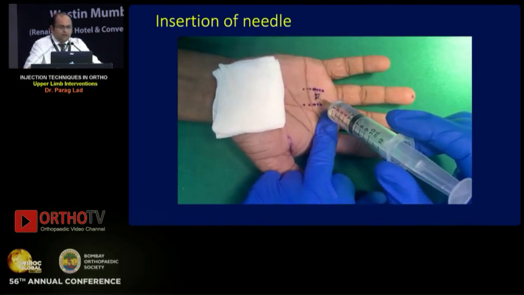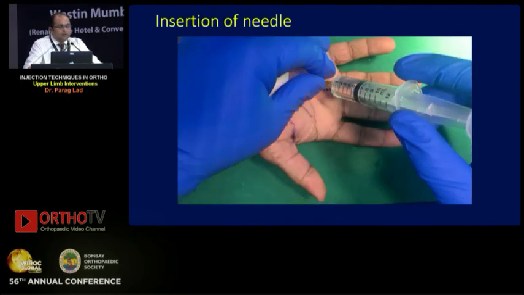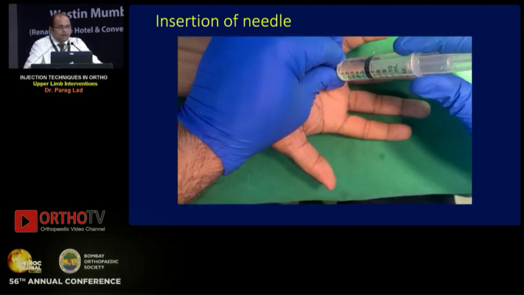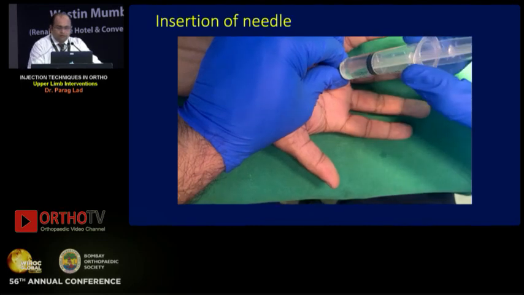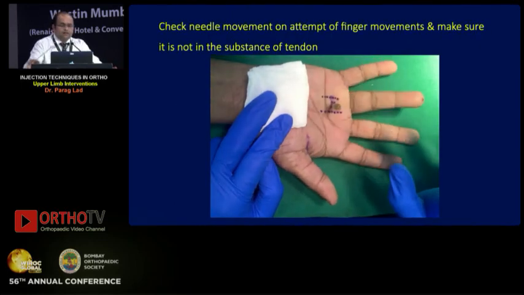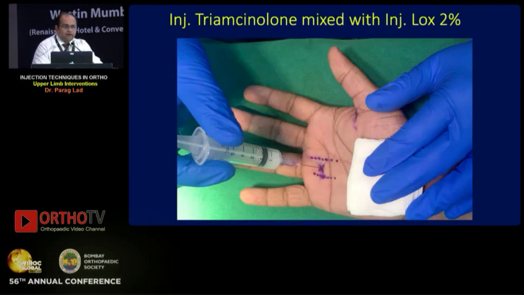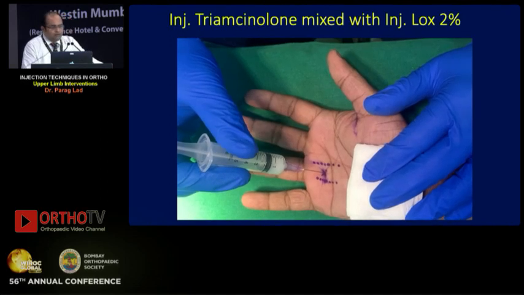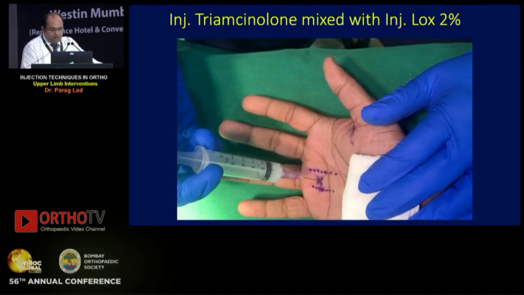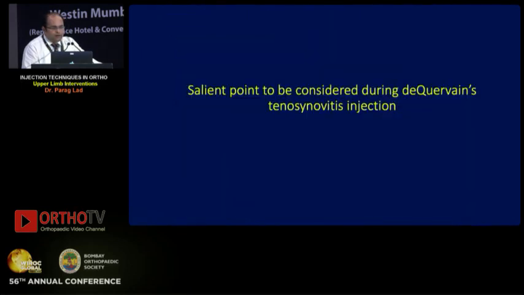Okay, and then now this is how we should give injection for a trigger. So what we do is give 2 cc of lignocaine and just keep the needle there, and ask the patient to move the digit. If the needle does not move with the movement of the finger, that means you are not into the tendon. But if your needle moves along the course of the finger movement, that means your needle is into the tendon, do not inject there. So once the finger movements are very safe, then you can give your triamcinolone injection with local injection. This is how you consider injection as a digital block and finger.